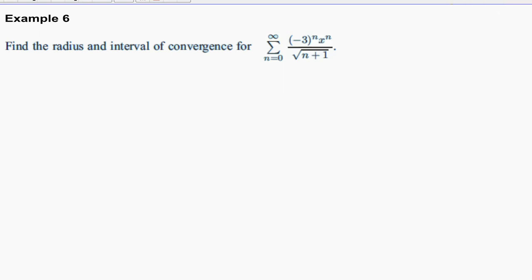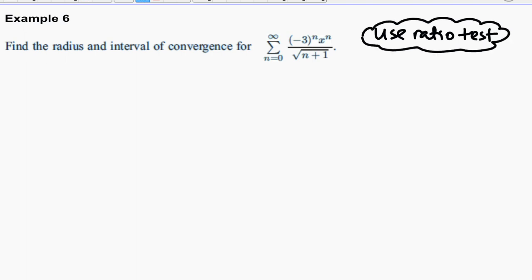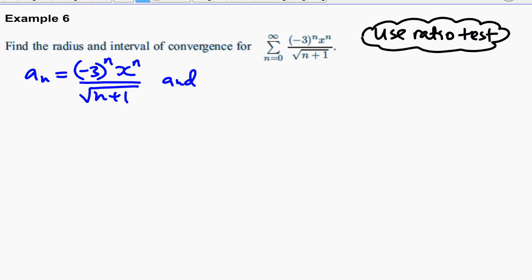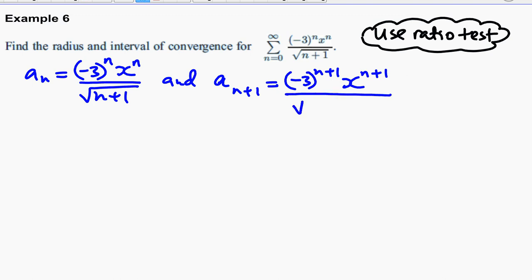We are going to use the ratio test again. Now, in this question, S sub n is negative 3 to power n x to power n over square root of n plus 1. And S sub n plus 1 will be negative 3 to power n plus 1. I can just write this as n plus 2. It's n plus 1 plus 1, which is same as n plus 2.